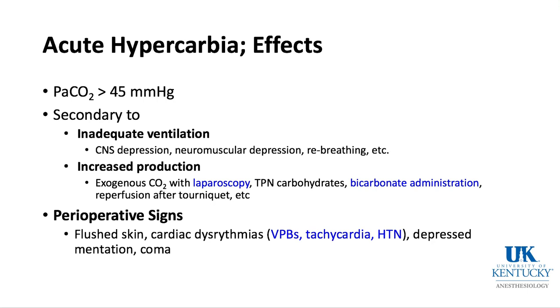are not functioning properly. Acute hypercarbia can also be due to increased production, for example, CO2 being insufflated through a laparoscope and CO2 being absorbed into the bloodstream. TPN, administration of lots of carbohydrate calories, and we know that the respiratory quotient of carbohydrates is 1. More CO2 is produced per calorie than is calories from lipids, for example.